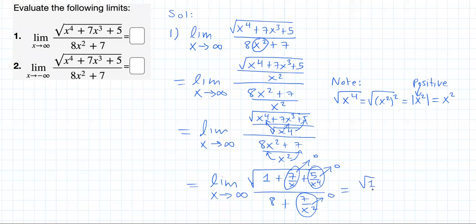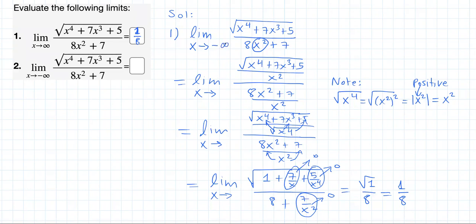Finally, this will be just the square root of 1 over 8, which is equal to 1 over 8, right? 1 over 8. So this will be the answer for the first part, 1 over 8. Now let's see what happens for part 2. For part 2, it's just the same question, except for this, x approaches minus infinity now, right? So let's just change this guy for minus infinity and let's see what happens, right?